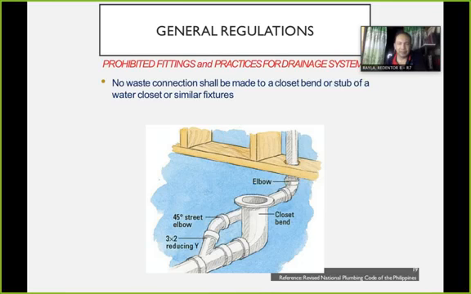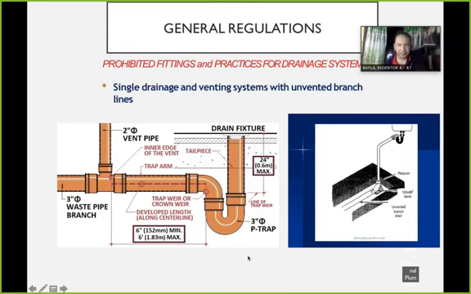So of course, we do not say that anymore. We cannot use this kind of installation anymore. Single drainage and venting system with unvented branch line. Unvented branch line. So this one, there's a vent, no? So this is correct. So if it does not provide for ventilation, that is prohibited.